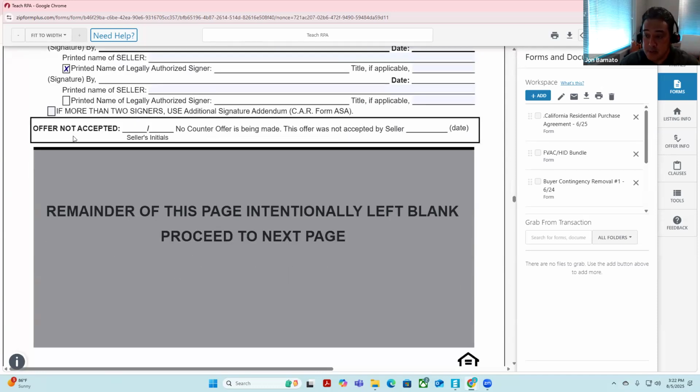Seller signs here. I just want to note an offer not accepted. This is not required, but it is good practice. If your seller is not accepting an offer, I generally put seller initials that they had not accepted an offer on this date. We send them to them, and we ask for that on our close. So if you have a listing and you have multiple offers, we're going to ask you for the seller rejecting the other offers.